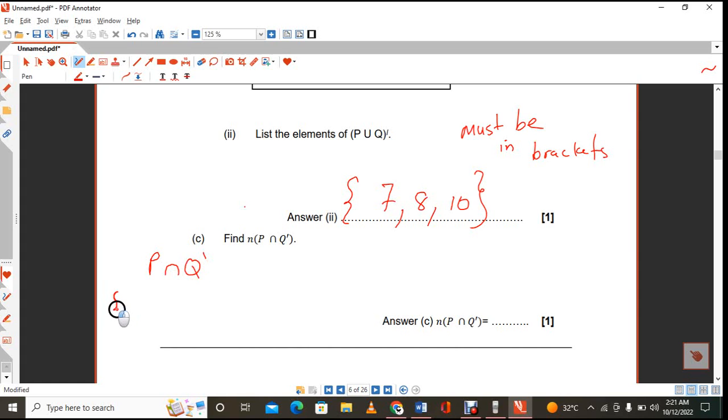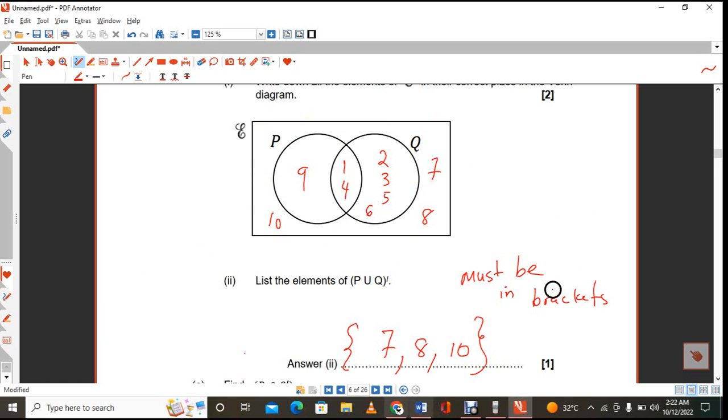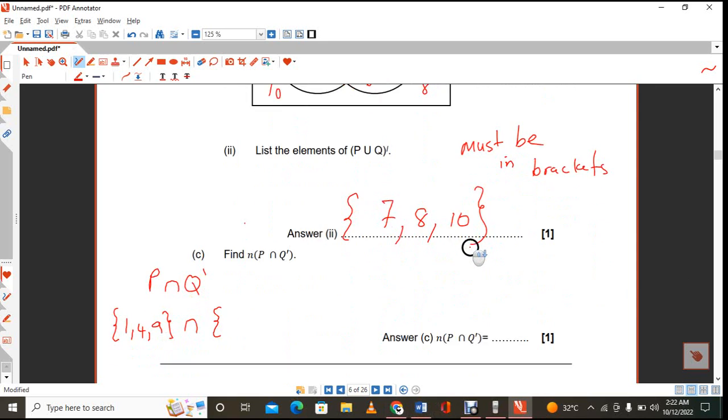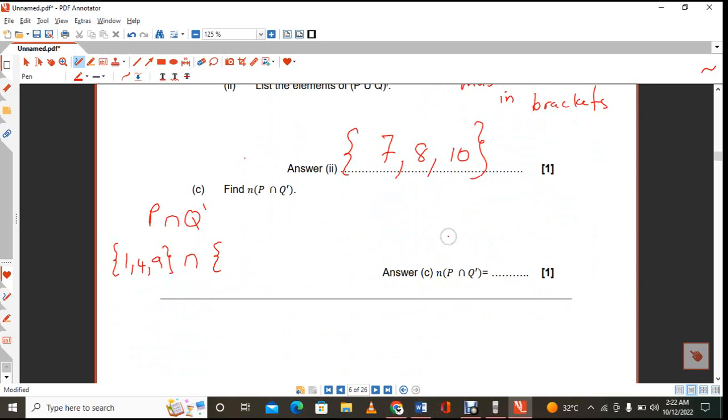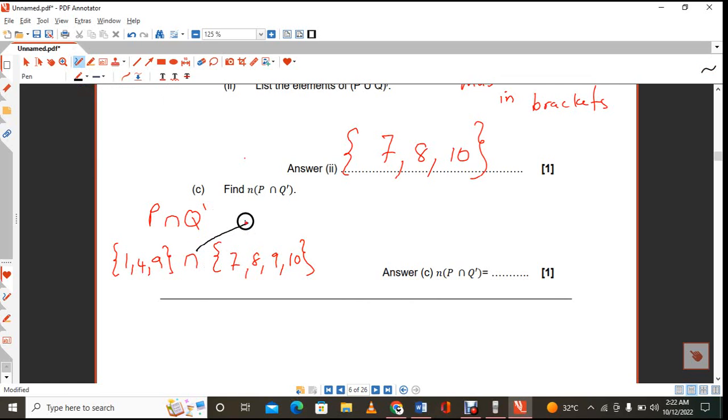So I know that the elements of P are 1, 4, 9. Okay. And what is not in Q, so let me go back. What is not in Q will be everything else. So it will be the 9, 10, the 7, and the 8. Okay, 7, 8, 9, and 10.